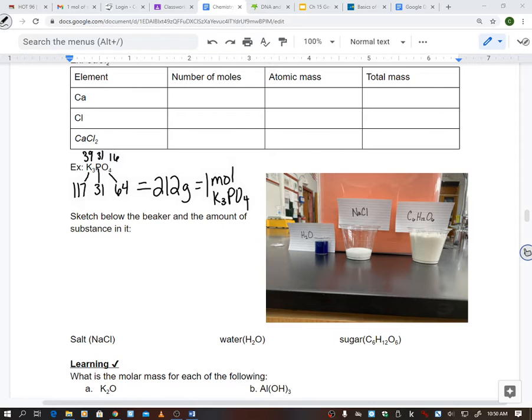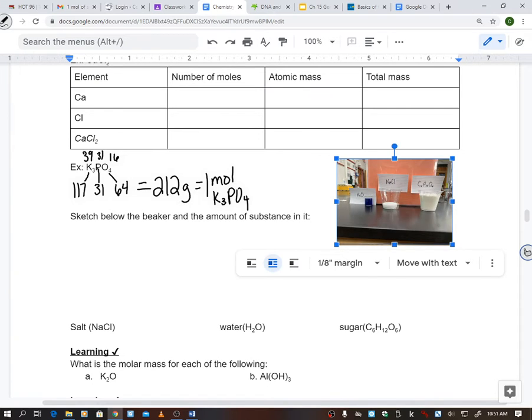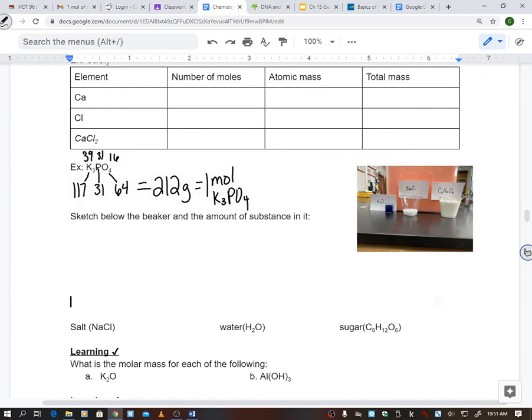All right, so here it says sketch below the beaker and the amounts of substance in it. I need to maybe make this a little bit smaller. There we go. I'll put it right here so that you guys have room to sketch. If you can look, I made the water blue because it would have been a little bit hard to see in this picture if I had kept it clear like water is. So I wanted you to really see this.